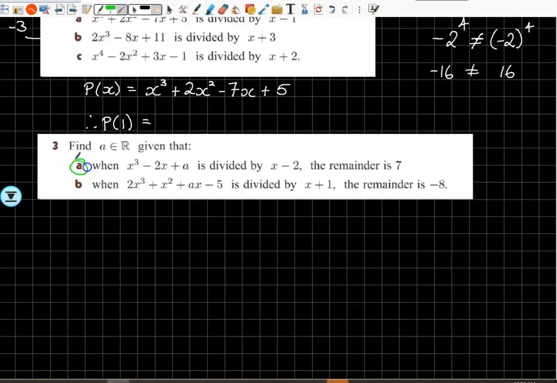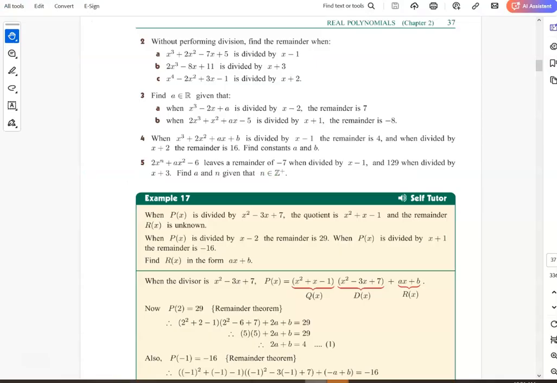All right, so with question A, when it has a remainder of 7, you will say P of 2 equals 7. Sub it in, boom, away you go. All right, give you a few minutes. I think you can probably get through a fair bit of this without me too much.